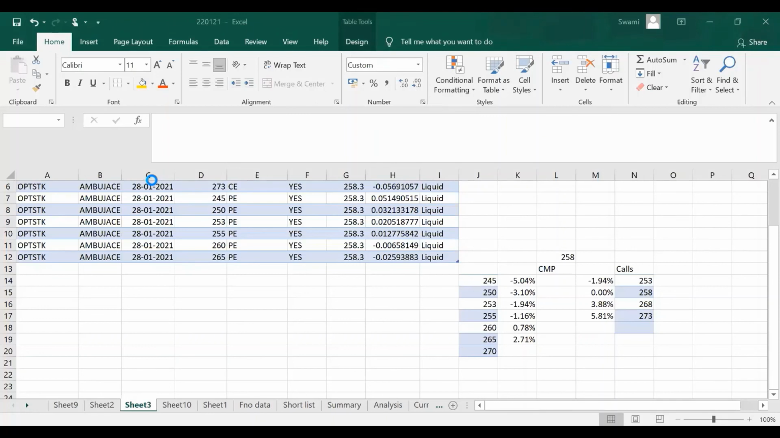Are you able to see the screen now? What you have in front of you? Yeah, I see.